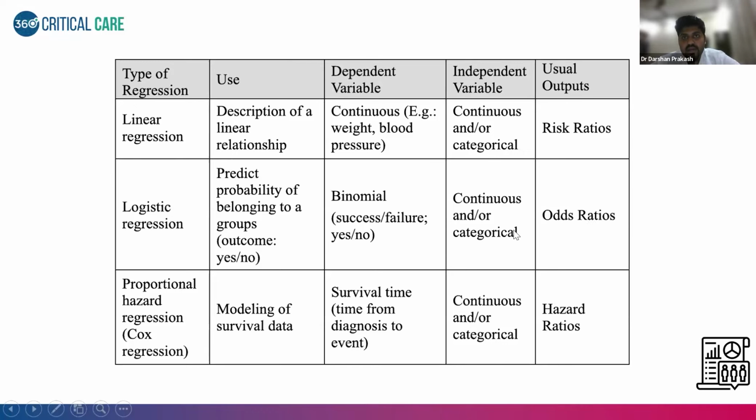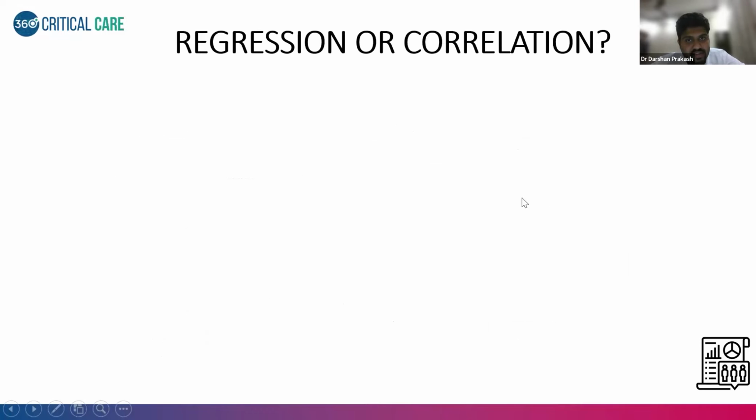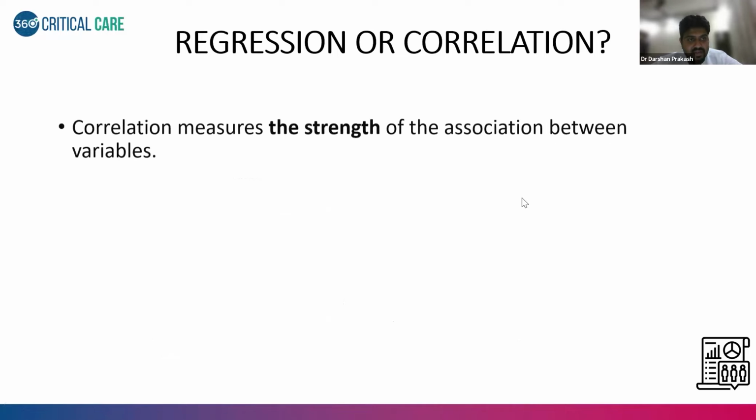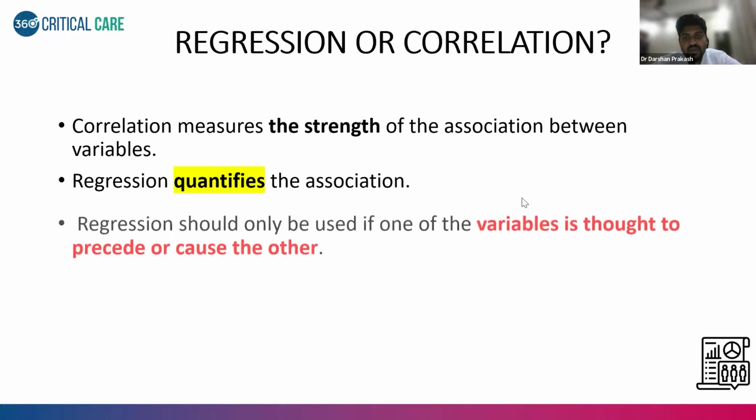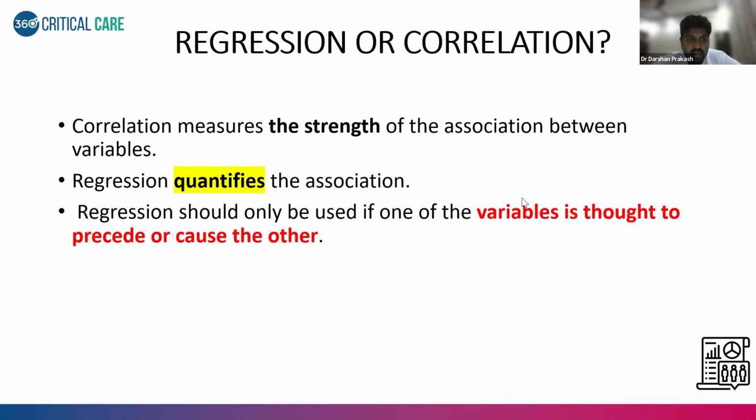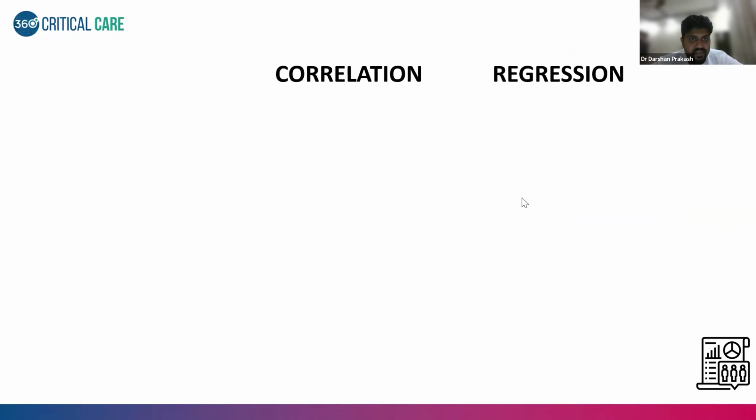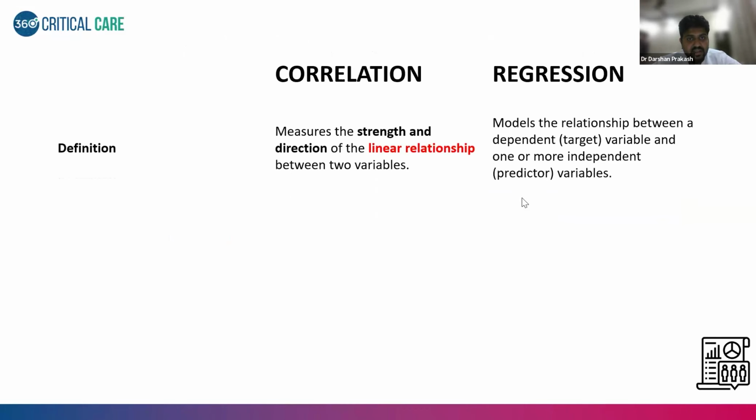Have you understood regression and correlation? In a nutshell, correlation means the strength, while regression quantifies the association. Regression should only be used if one of the variables is thought to precede the other, as the cause. What are the differences? By definition, correlation is strength and direction. It gives a linear relationship between only two variables. In regression, it can be one or more variables: two, three, or multiple.